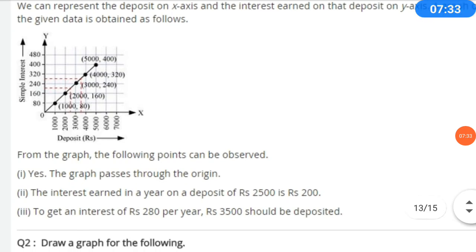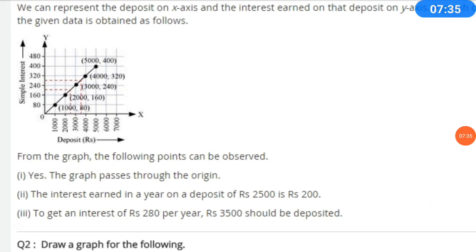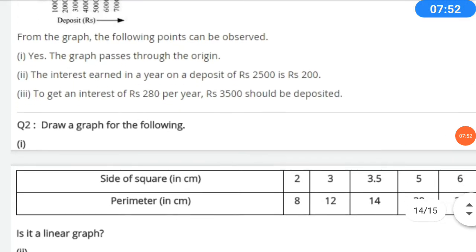That means you have to draw over here. It is being given, just have a look. A simple graph it is, no complications are given. On the x-axis you have 1000, 2000, 3000 like that as the deposit amount, and on the y-axis you have 80, 160, 220 like this. This amount is given in the question, you just have to draw a graph.